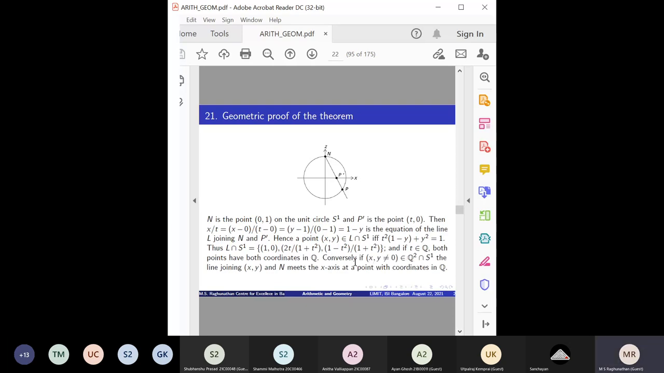So, if (x, y) with xy not equal to 0 is in Q^2 intersection S1, then the line joining (x, y) and n meets the x-axis at a point with coordinates in Q, as I said earlier. Anyway, this tells you how to get at all the solutions of the equation x squared plus y squared equal to 1 with rational numbers x and y.